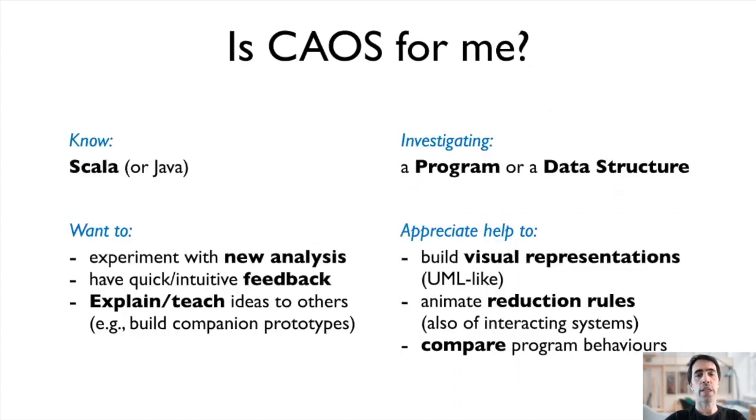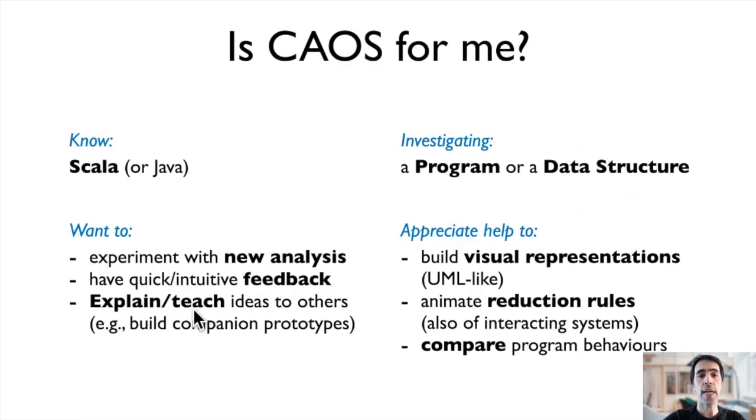So why would you want to use Caos? Well, first of all, you want to use Caos if you have some basis of Scala or even Java, because it's similar enough. Given that you know how to program in Scala, and you're investigating some kind of program or data structure, some analysis, you want to know how well they behave, if they explode or not exponentially with the state space or something similar, then it might make sense for you to use Caos. So what do you want to do? Well, you might want to experiment with new analyses, some static analysis that gives you some properties of your program, to be able to have this quick intuitive feedback. Is it working or not? Is it a good analysis? Is something missing? How well does it work?